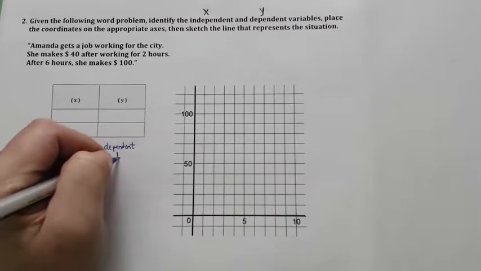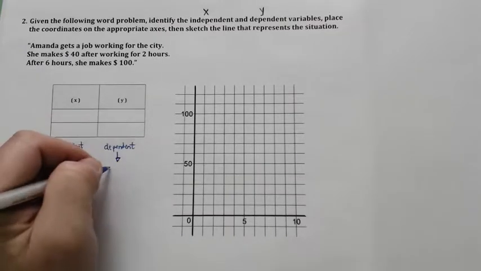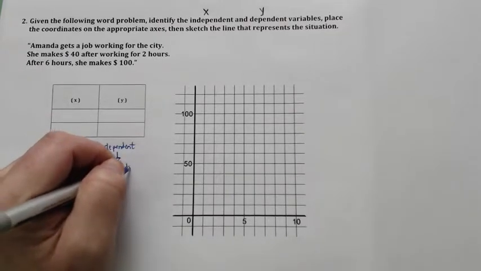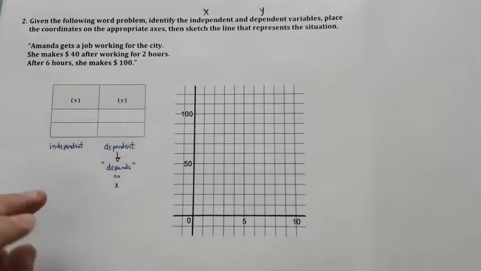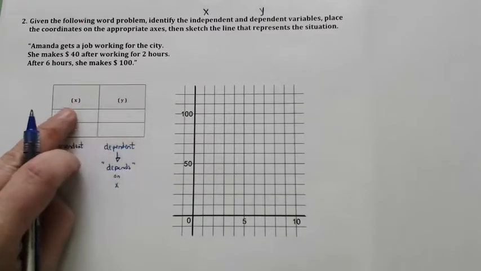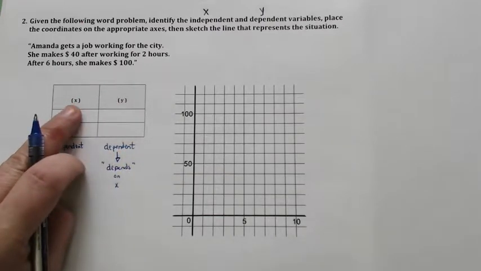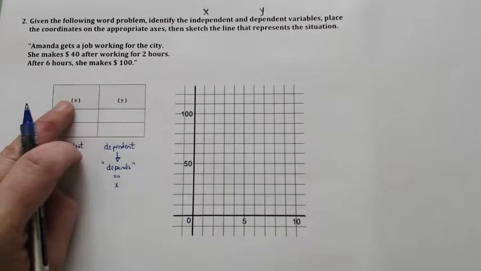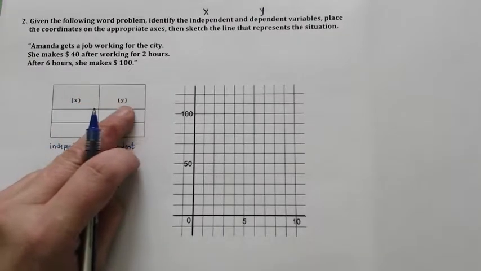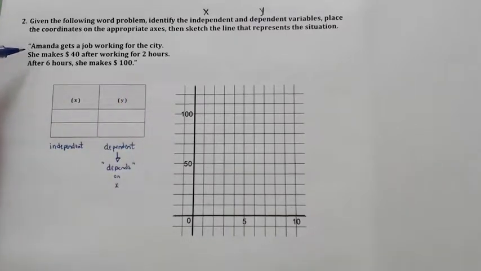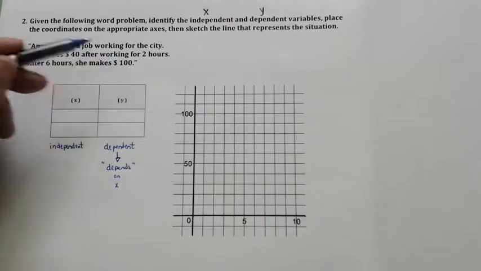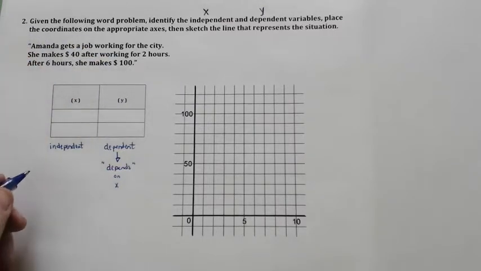And the dependent is called dependent because it depends on x. In other words, the value of the y will always depend on what the x is. So as I change x, I affect the y. The value of the y is the one that depends. So if we take a look at the example over here where we have Amanda who's working, and she has a job working for the city, and she makes $40 after working for 2 hours, and after 6 hours she makes $100. So I want you to be thinking about these two concepts here.